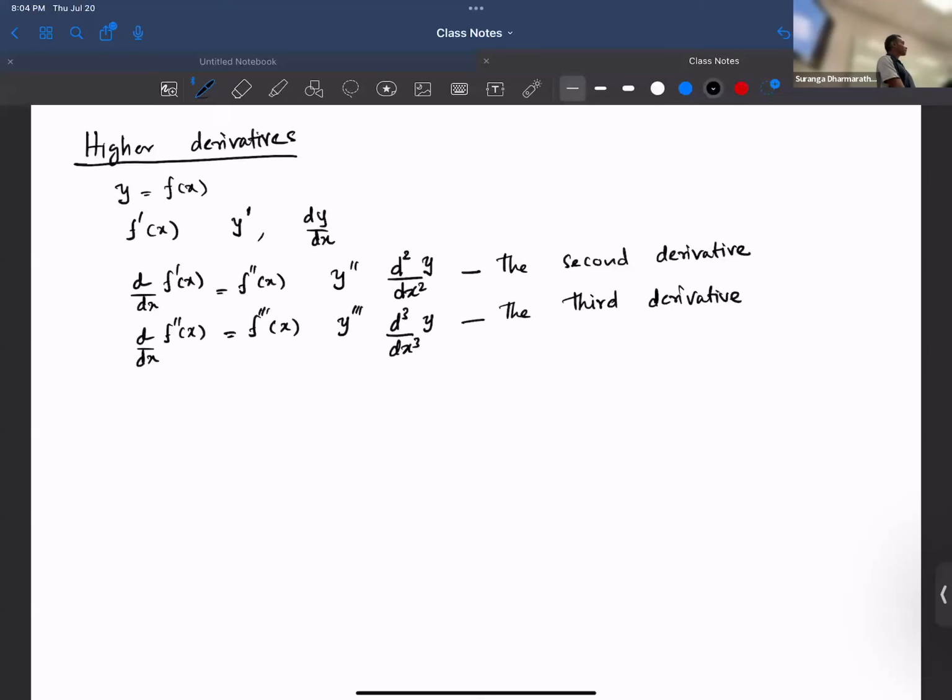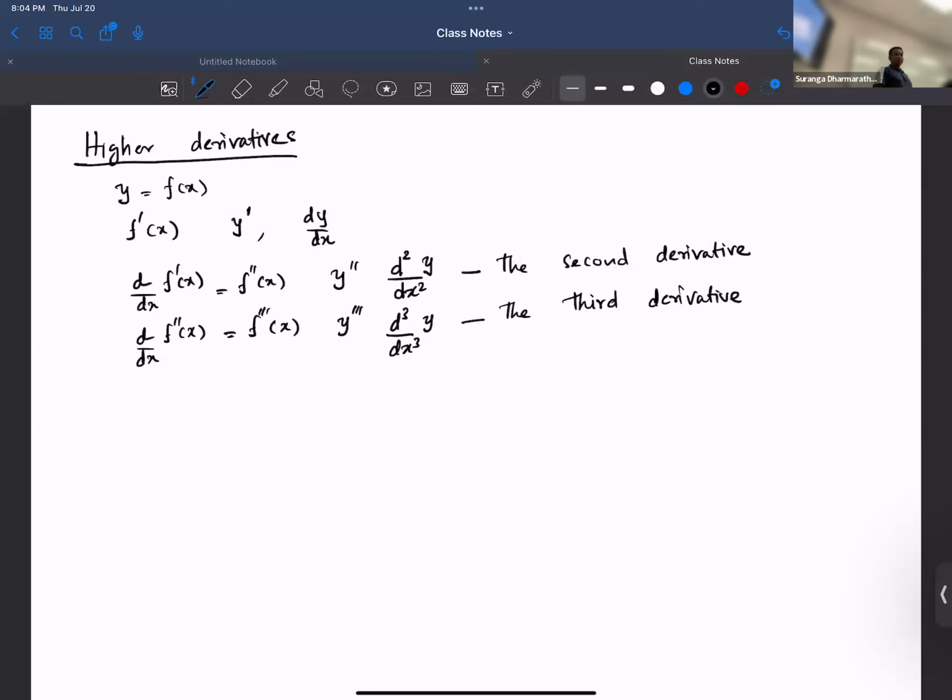Sometimes at some points, the limit does not exist. At those points, the function is not differentiable. But sometimes over the entire domain of the function f of x, the limit exists. In that case, we call the function differentiable, right? If the function is differentiable, then you have the first derivative. If the first derivative is differentiable, then you have the second derivative. If the second derivative is differentiable, then you have the third derivative. And you can go on and on to the nth derivative.